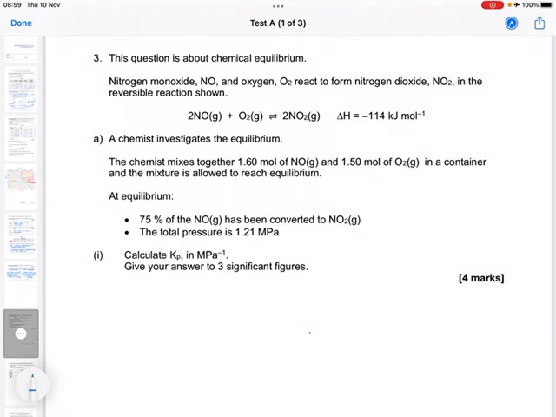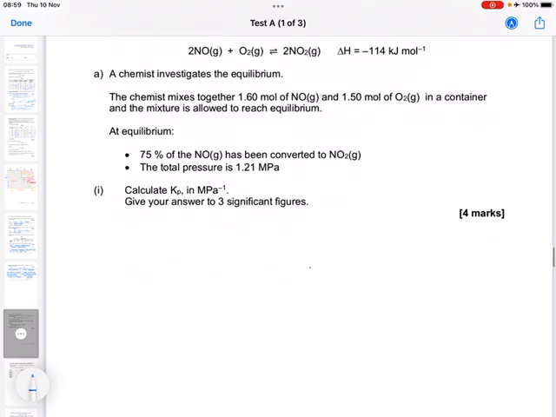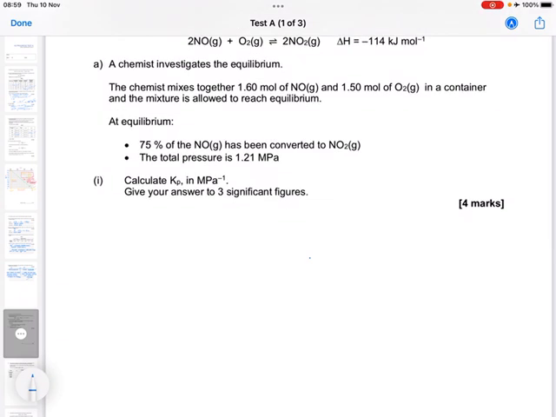Okay, this question is about chemical equilibria. Nitrogen monoxide and oxygen react to form nitrogen dioxide, NO2, in the reversible reaction shown. A chemist investigates the equilibria. The chemist mixes, okay, so I've just spotted this.